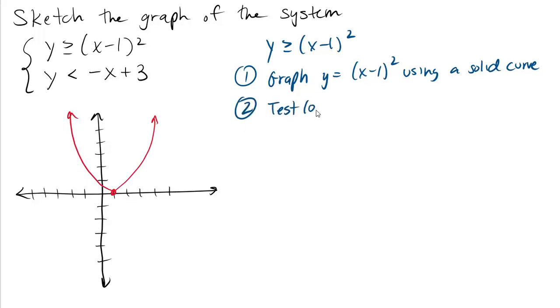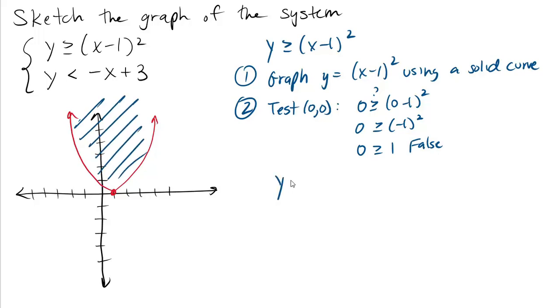I'm going to test 0, 0 in the inequality. I get 0 is supposed to be greater than or equal to 0 minus 1 squared. That says 0 is greater than or equal to negative 1 squared. 0 is greater than or equal to 1. That's false. So I don't want to include 0, 0. And instead I'm going to include the points inside the parabola between these two branches. So we're in here.